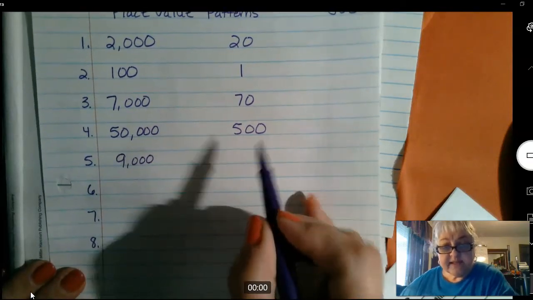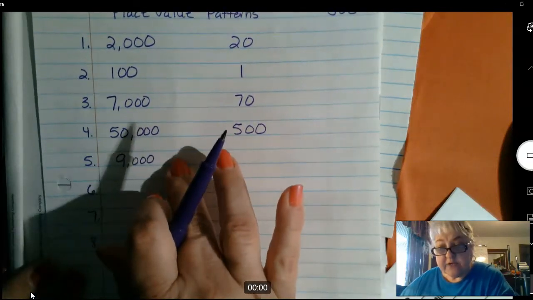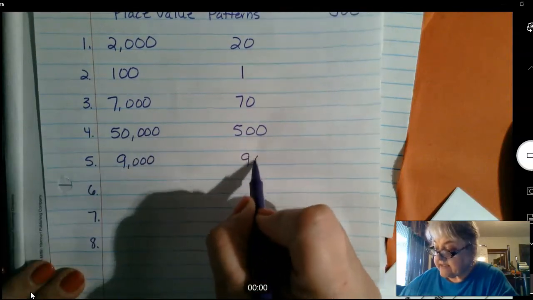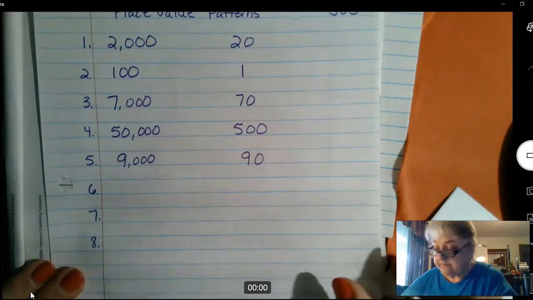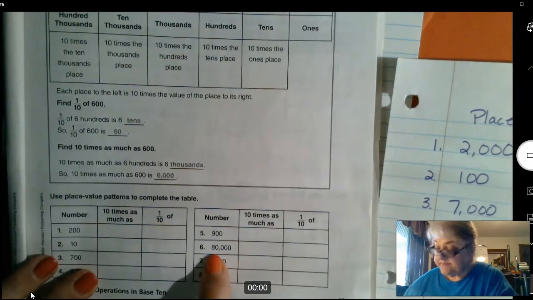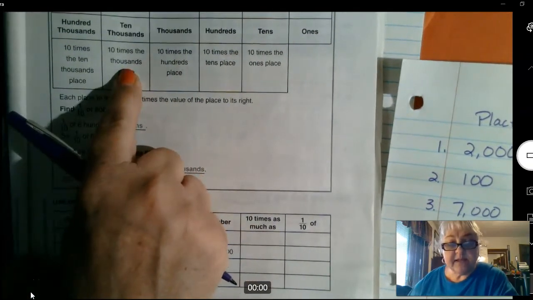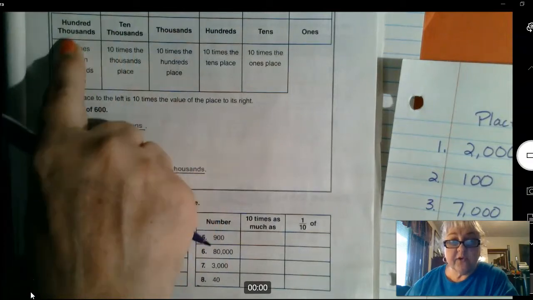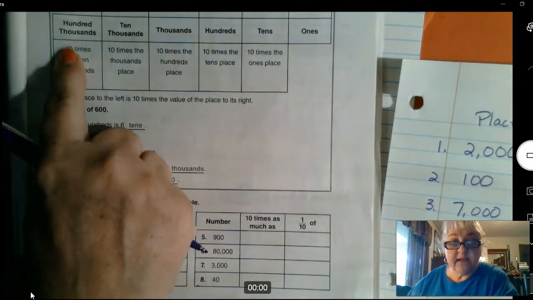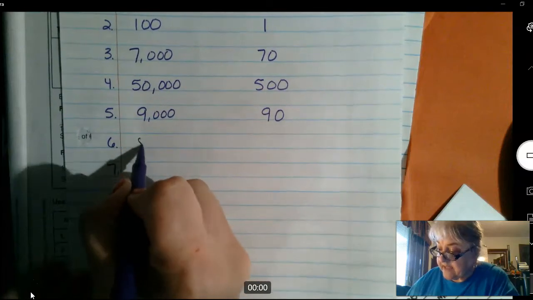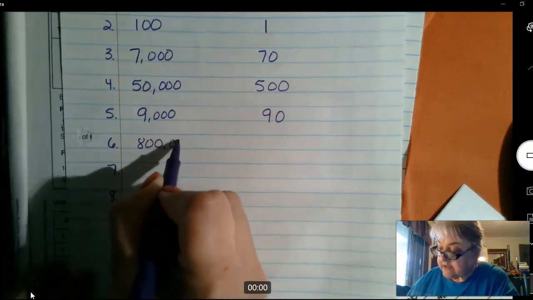What would 10 times less be? If we're looking at 900 and we go back one place value, we're going to be at 90. Number 6, 80,000. That would be in the 10,000s place. If I go 10 times greater, I'm going to go one jump to the left, and I would be at 100,000s. So that would be 800,000.